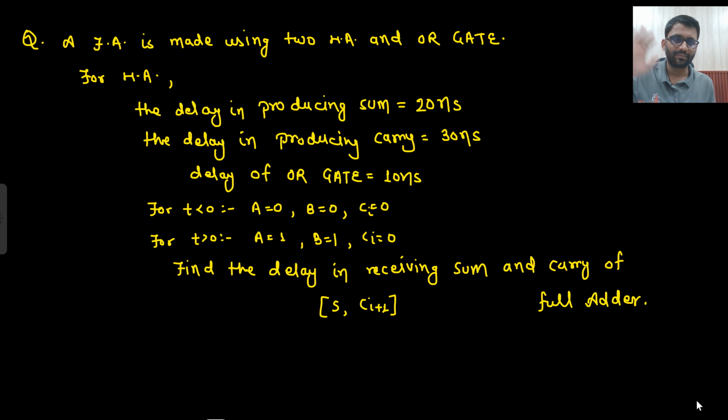So this question is given. For t less than 0, a is 0, b is 0, ci is 0. For t greater than 0, a is 1, b is 1, ci is 0. Same question, same delays, I have just changed the condition. Do you think there will be any change in the final answer? Well, 98% of people will say, sir, there will be no change. Why would there be a change? But there will be a change. Let's check that out.